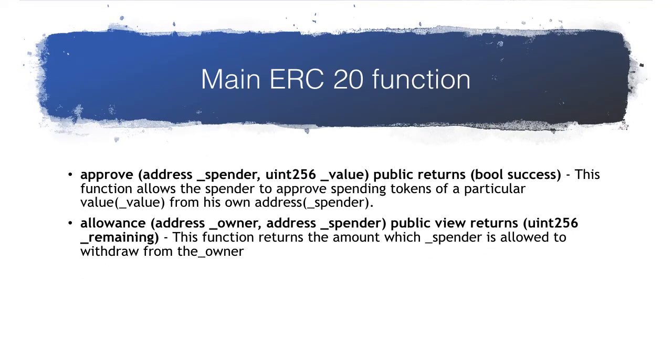The other ERC functions are approve and allowance. The approve function allows the spender to approve spending tokens of a particular value from his own address, and the allowance function returns the amount which the spender is allowed to withdraw from the owner.